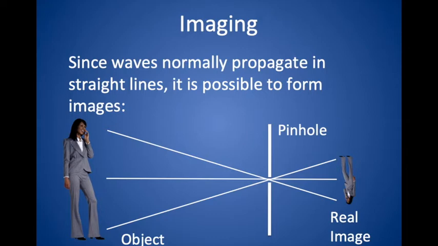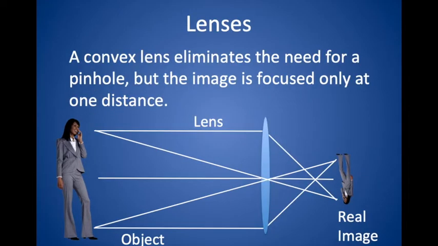Okay, since waves normally propagate in straight lines, it's possible to form images. So if you have light from some object, you just shine it through a hole, then put a screen on the other side, and you'll actually see a picture of that object. Okay, that's called a real image. And you can make the hole bigger if you put a lens there, so that the light still gets bent and focused back here and makes an image, but you have a larger opening so you can get more light.